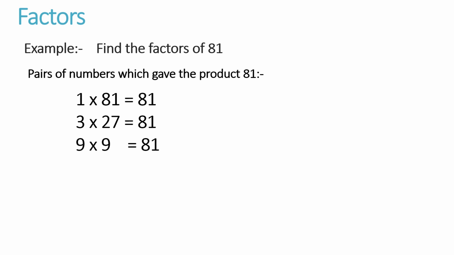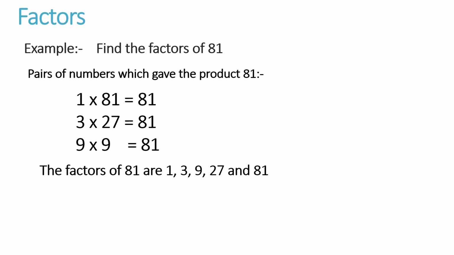27 3s is 81. It's one and the same. And 81 1s is 81. So these are the pairs of the number which gives the product 81. So the factors of 81 are 1, 3, 9, 27 and 81. Boys, remember here, the 9 is the factor which is repeating twice. So you have to write only once.